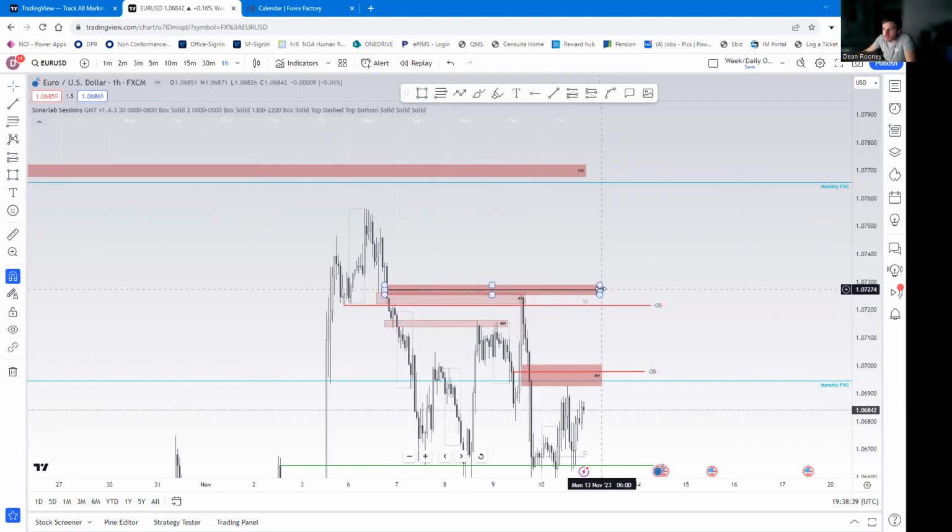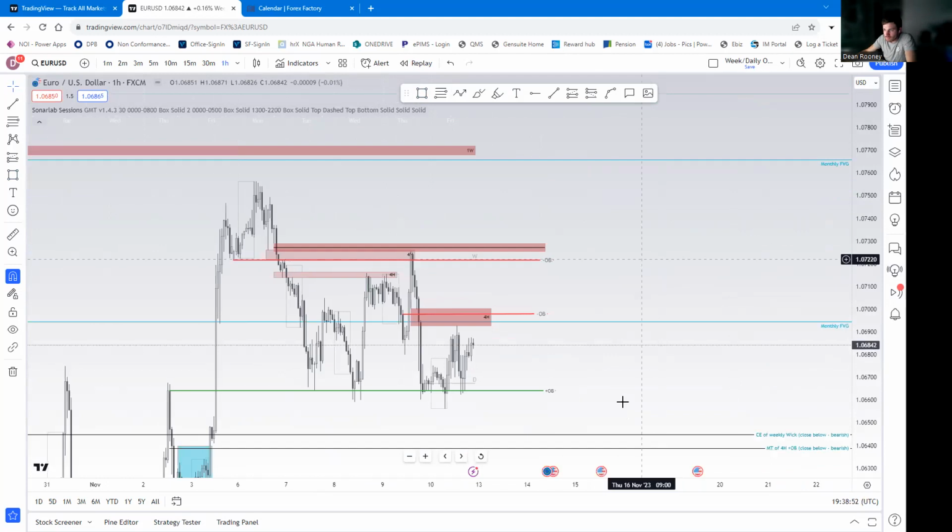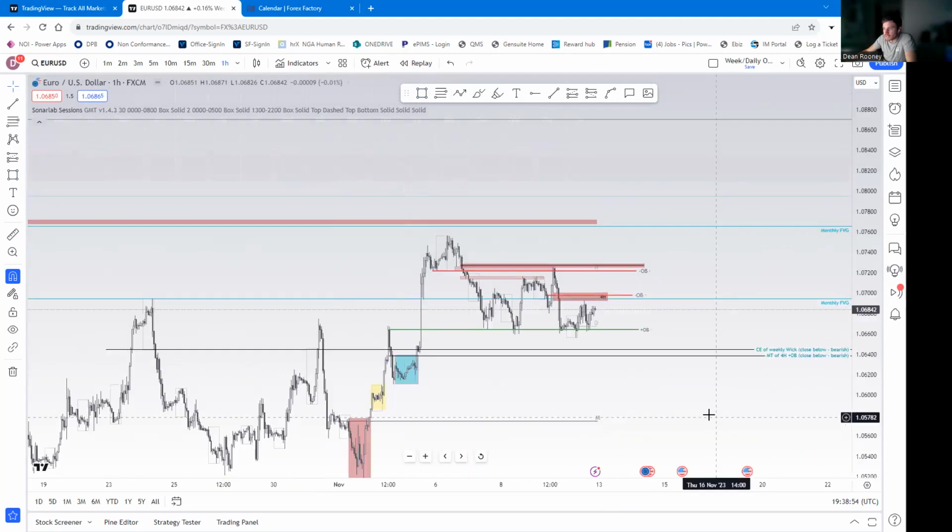But I'll wait and see if the market comes up into this area. If it does, I'll probably be looking to sell because this is a high from last week, and I would just cover this high and maybe cover this high. So it would be a large stop loss, but there's a lot of potential downside.